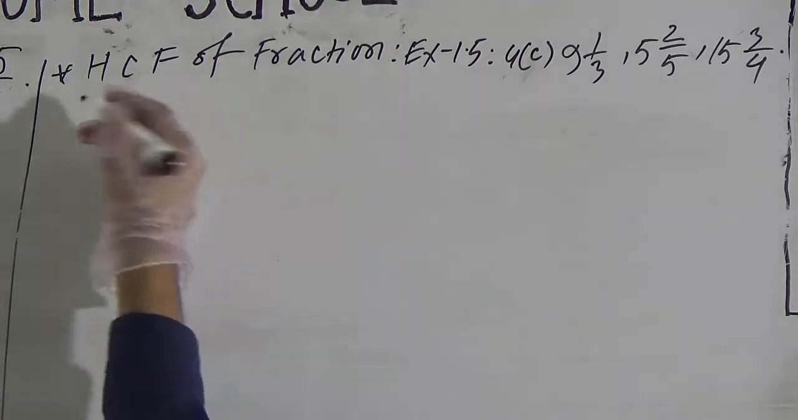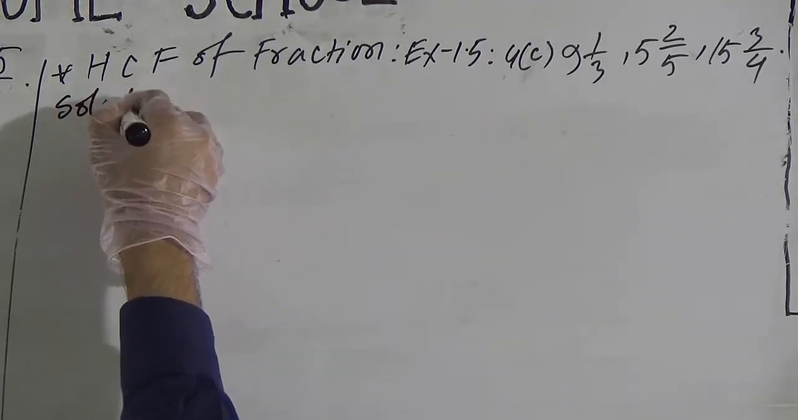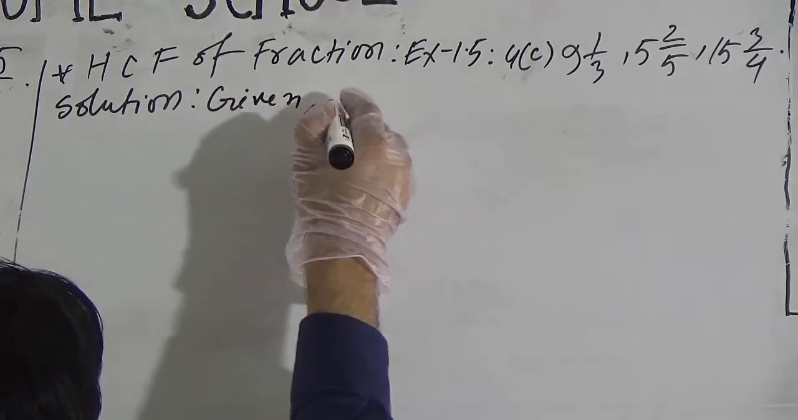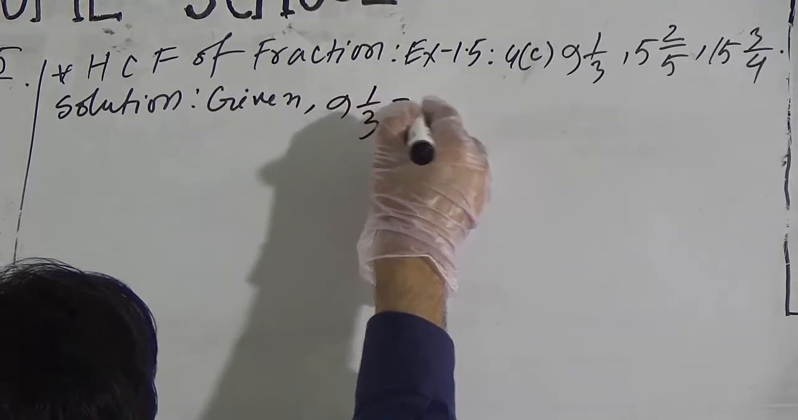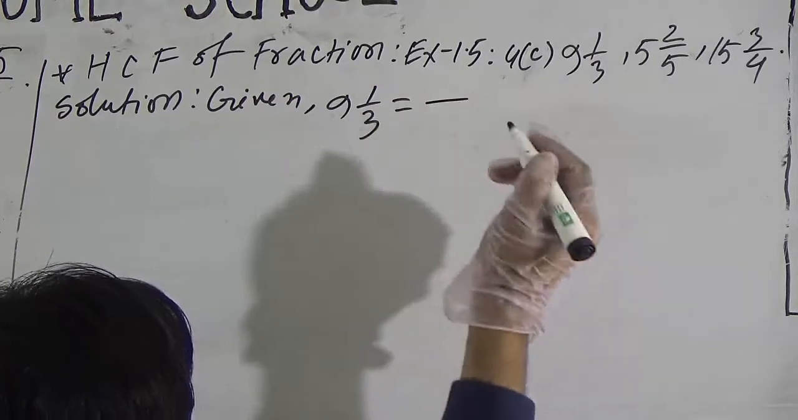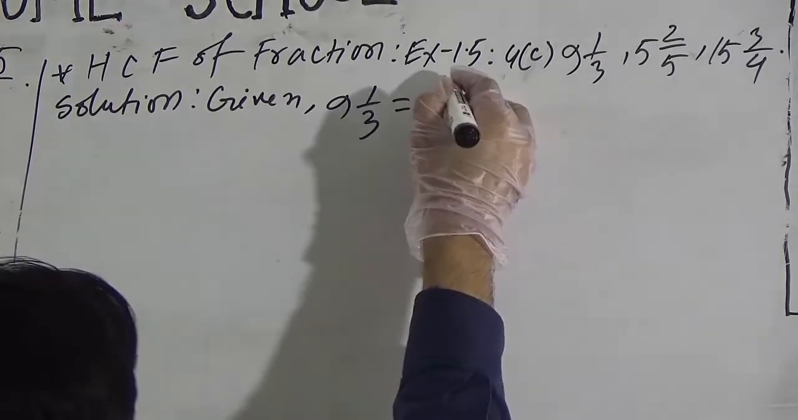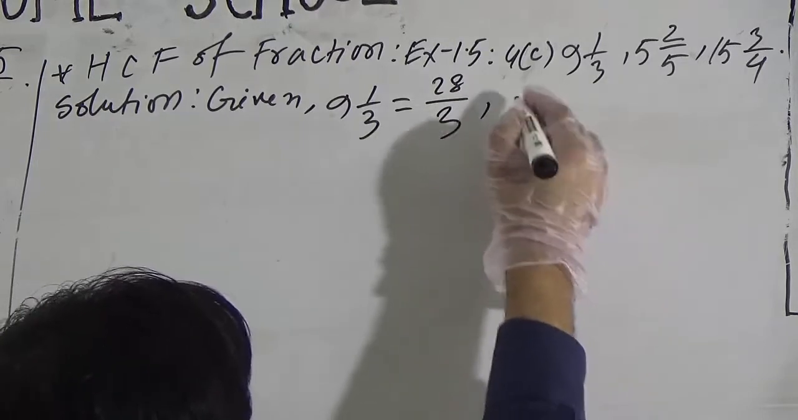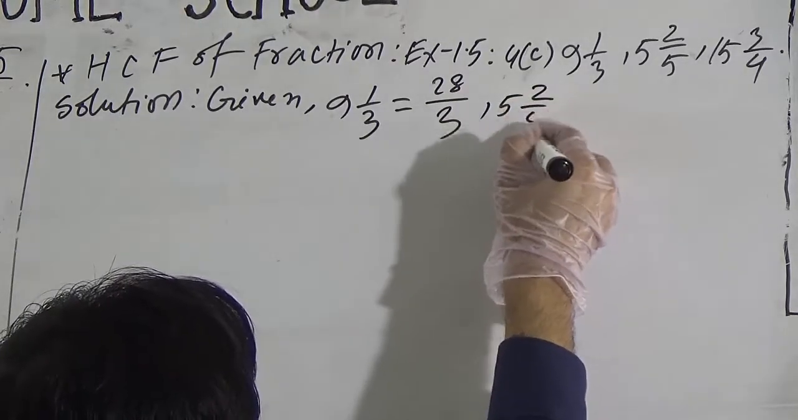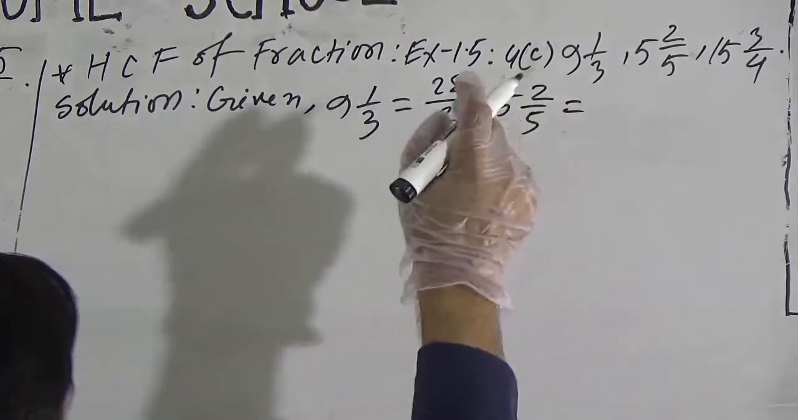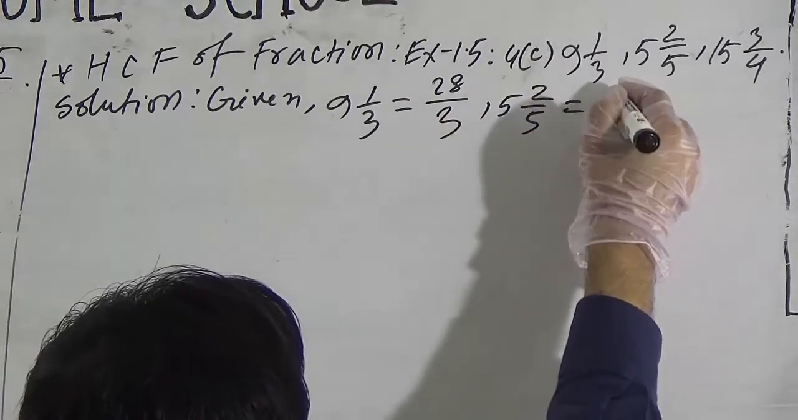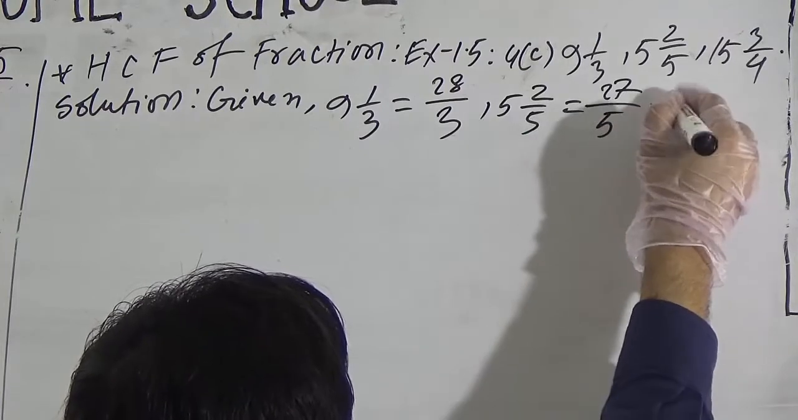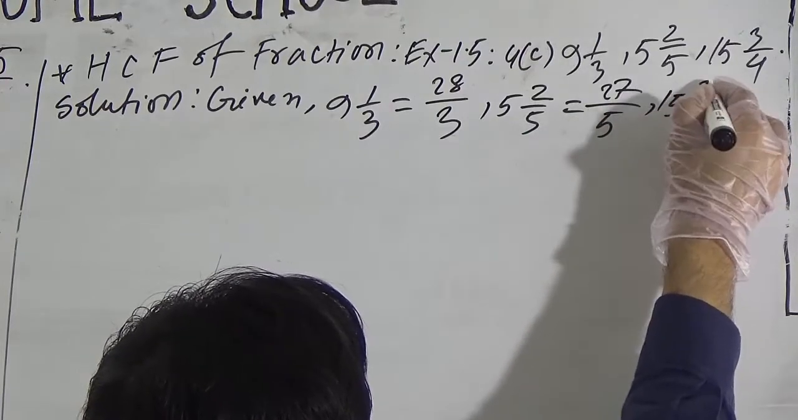Given fractions are 9 integer 1 by 3, that means if we convert into improper, 28 by 3. Next fraction is 5 integer 2 by 5, it means that 5 5s are 25 and 2, 27 over 5. Next fraction is 15 integer 3 by 4.